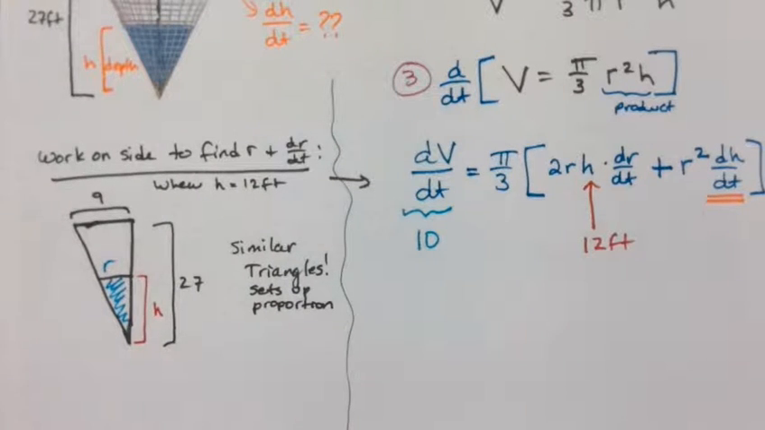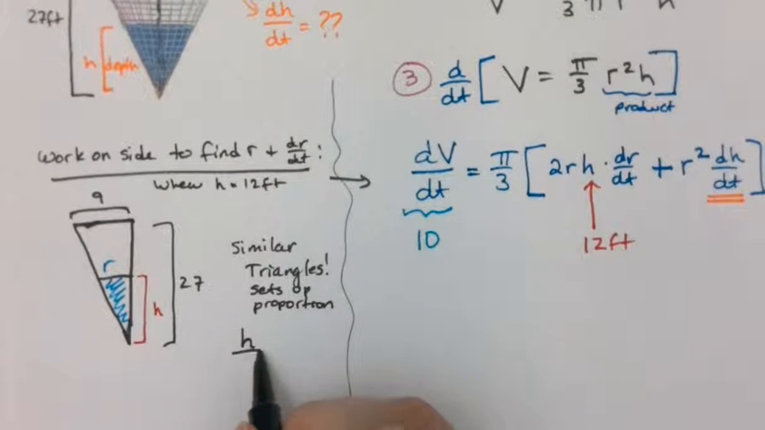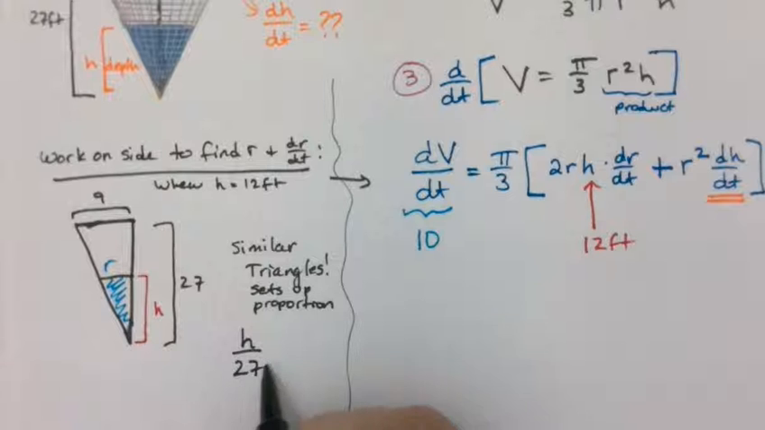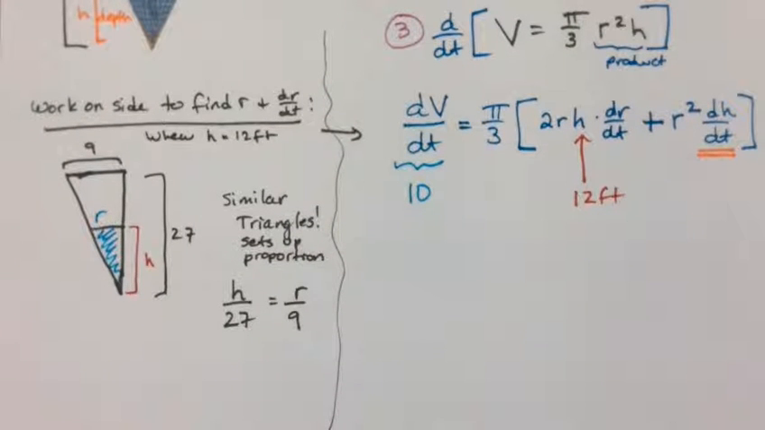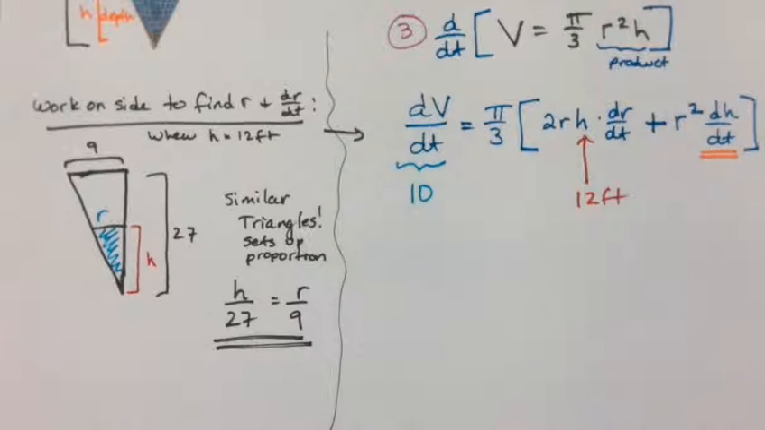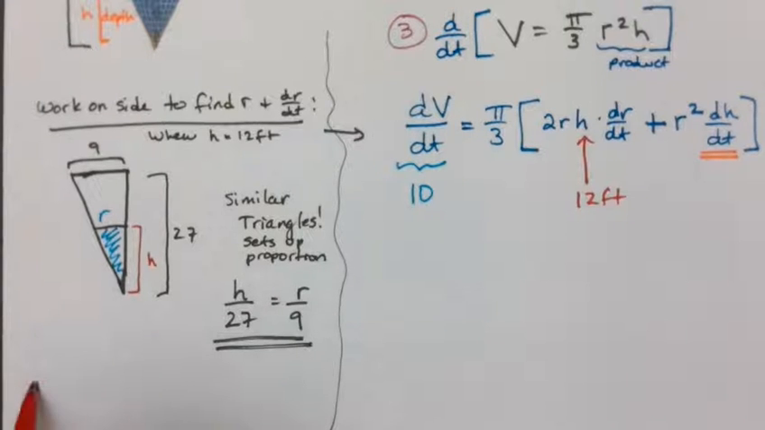Okay, so we're going to say h is to 27 as r is to 9. That'll work. Or you could do h is to r as 27 is to 9. It doesn't make any difference, right? So it's a proportion. There are lots of ways to write it. So this proportion is going to help us because we can use it to find dr/dt, and we can also use it to find r when h is equal to 12. So that's what we're going to do first. We're going to find r when h is 12.